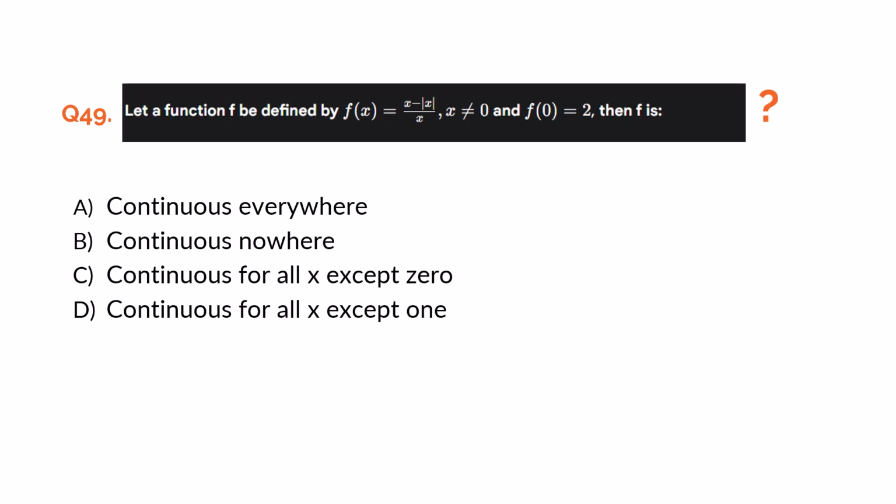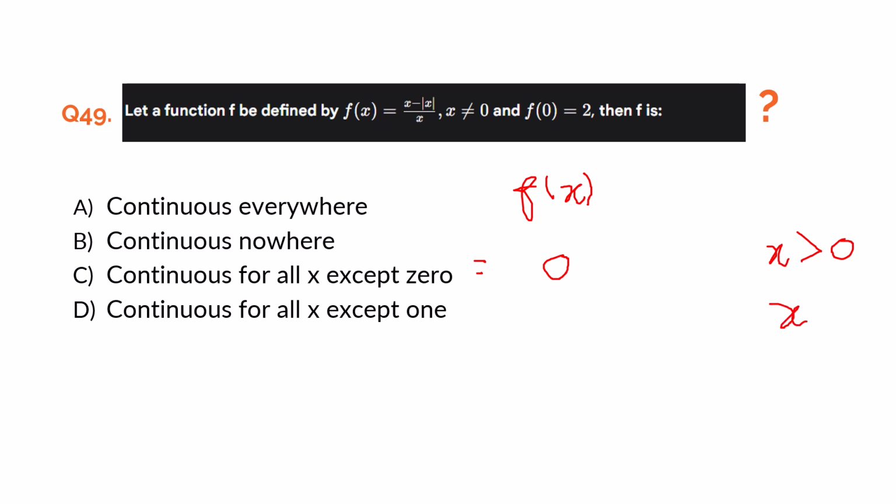Let's move on to another question. We are given the function defined by x minus mod x by x, and we have to check whether the function is continuous or not. So let's start. The f(x) is x minus mod x by x. Let's convert this function into intervals. For the values x greater than 0, the value of mod x should be x. So we get the value of f(x) as 0 if x is greater than 0.